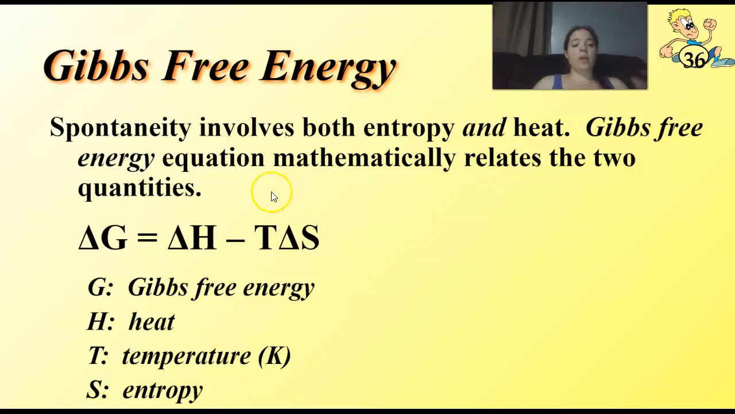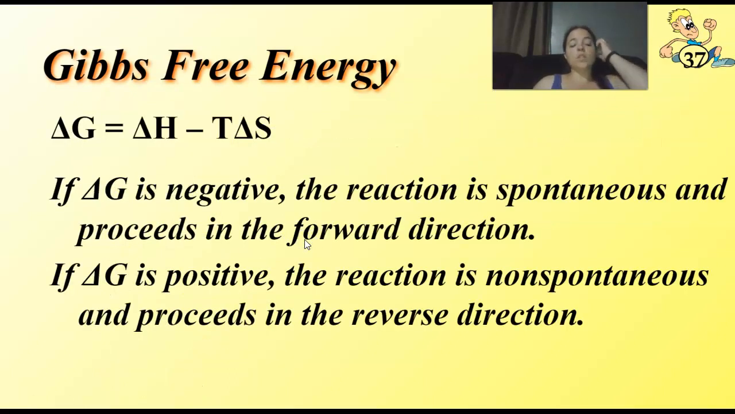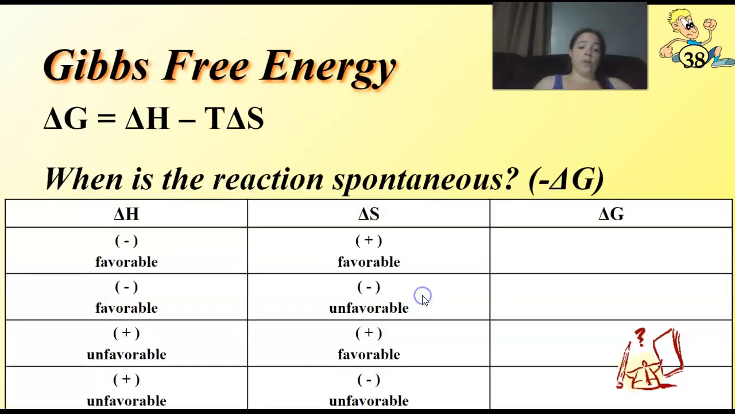All right, Gibbs free energy. Don't worry too much about it. Just know that it involves entropy and heat. The Gibbs free energy equation mathematically relates the two quantities, delta H and temperature. So if delta G, Gibbs free energy, is negative, the reaction spontaneously proceeds in the forward direction. If it's positive, it's non-spontaneous, and goes in the reverse.